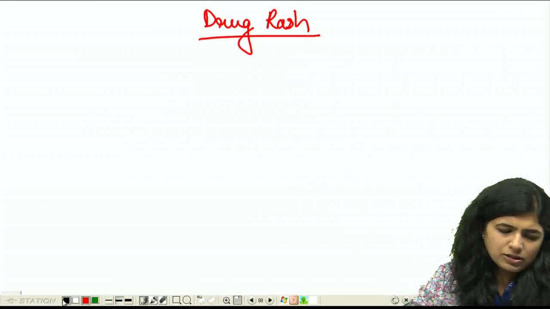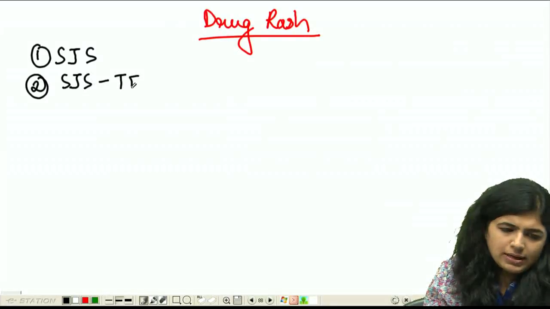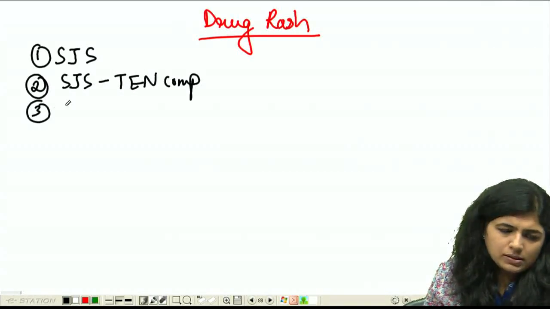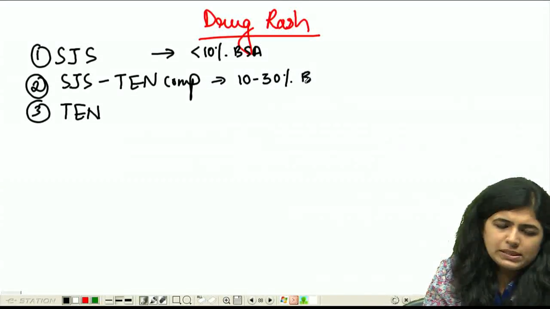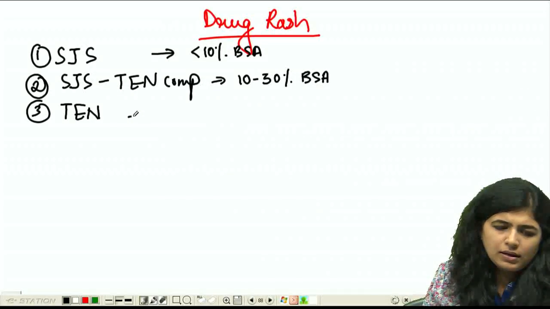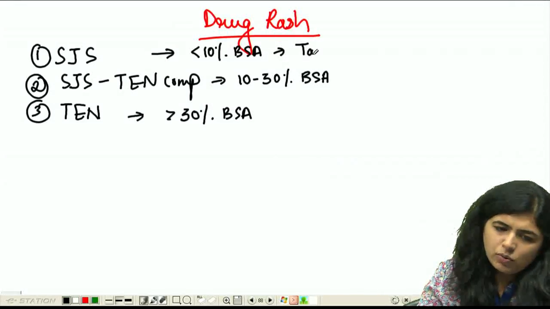When you have the drug rash, then it is SJS, SJS-TEN complex. SJS is less than 10% BSA, the overlap is 10 to 30% BSA, and TEN is more than 30% BSA.